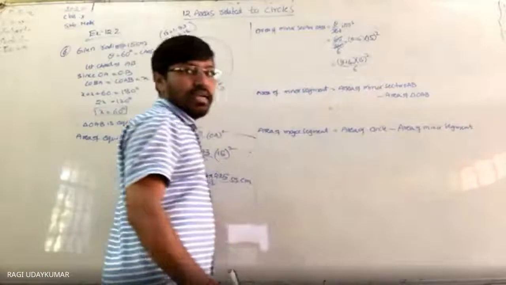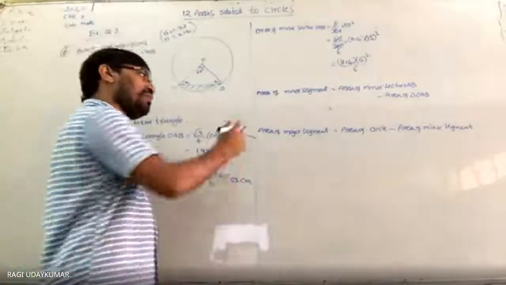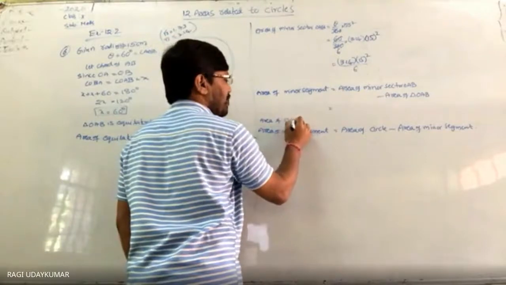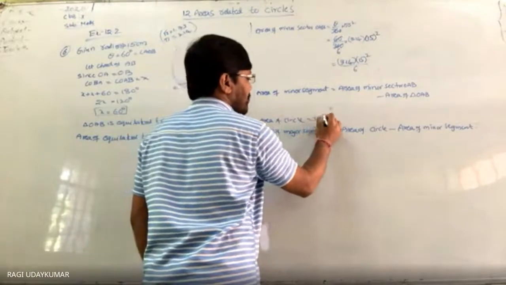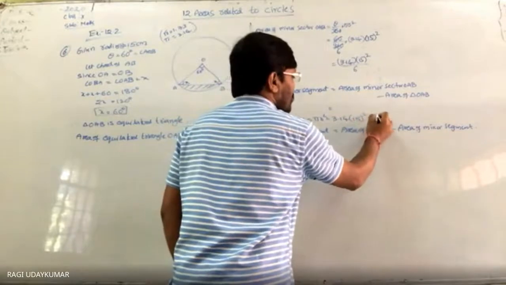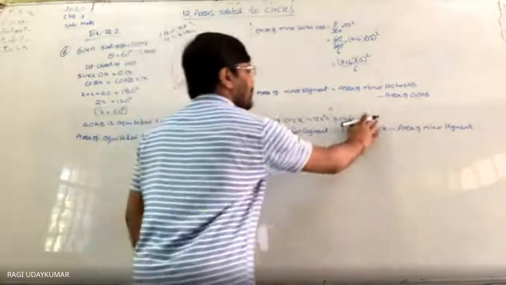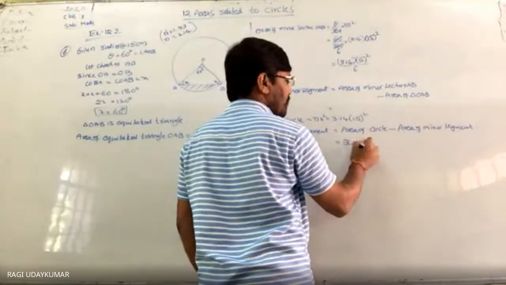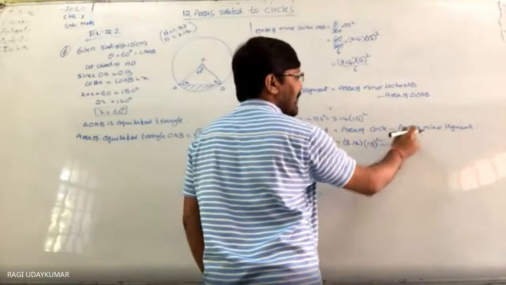Area of the circle formula, I will find out. So if you want, you find out first the area of the circle separately. Area of the circle is equal to pi r square. So pi value is 3.14 into 15 square. You can keep it like that. Area of the circle is equal to 3.14 into 15 square minus area of the minor segment.